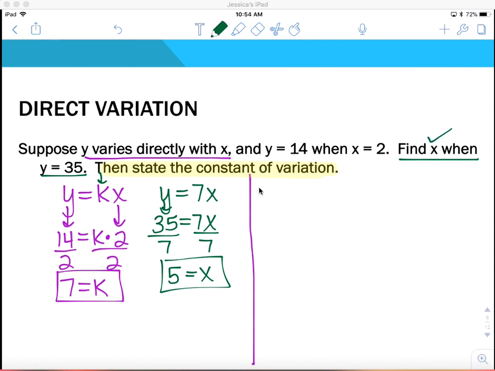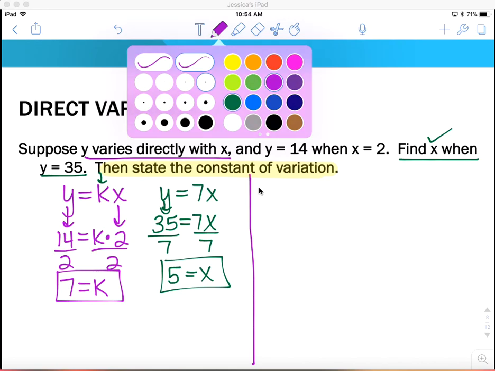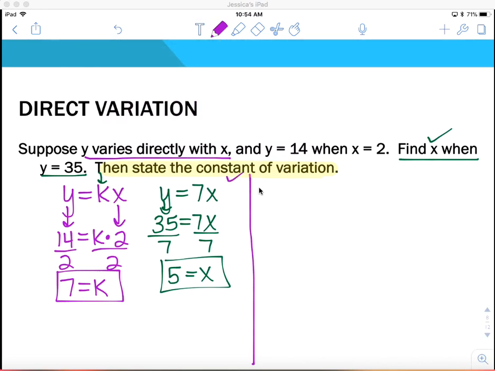I have two answers to this problem. The first one goes with the sentence that says find x when y is 35. The second one goes with state the constant of variation. So let's assume you already know the constant of variation. Since this is direct variation, you can actually set this up as a proportion.